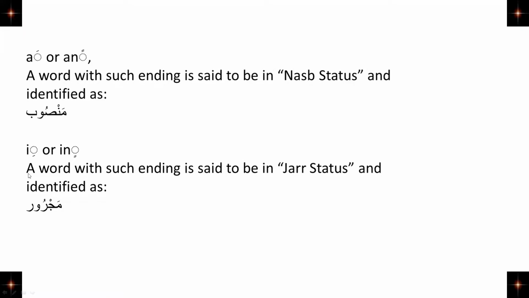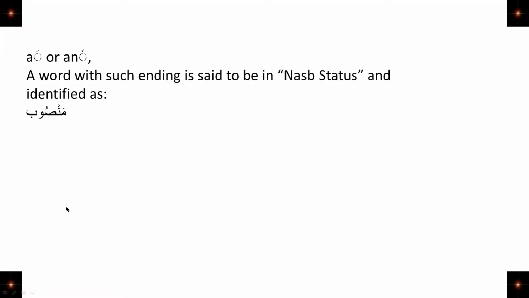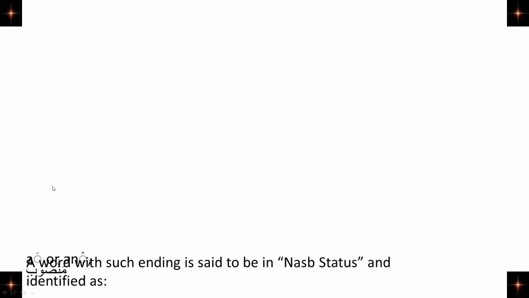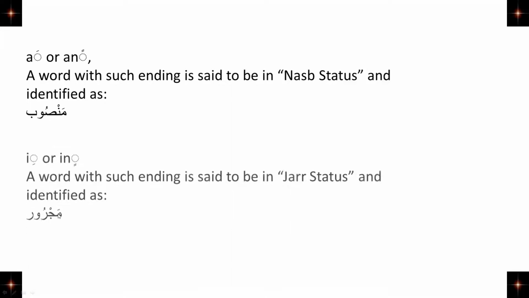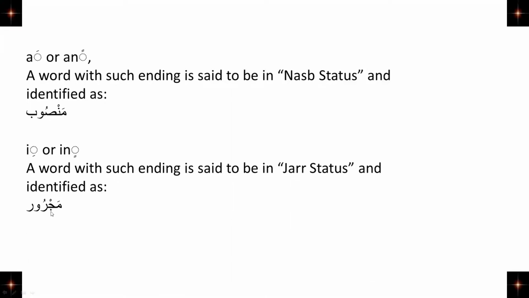What about e and in? E, light, in, heavy. A word with such an ending is said to be in jar status, and it's identified as what? Majrurun. So we can have ismun marfu'un, ismun mansubun, and ismun majrurun. Okay, but we should know what majrur means and what the jar means. So jar is the status, majrur is the identity of that ism, which is in jar status, right? So that's how we say it.